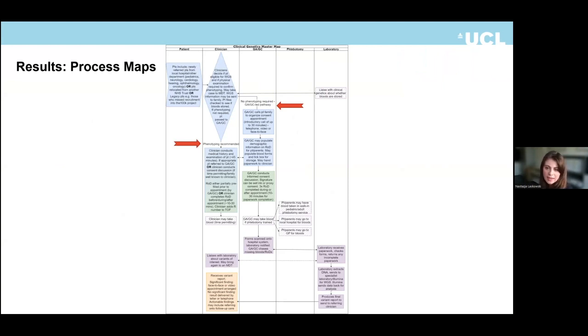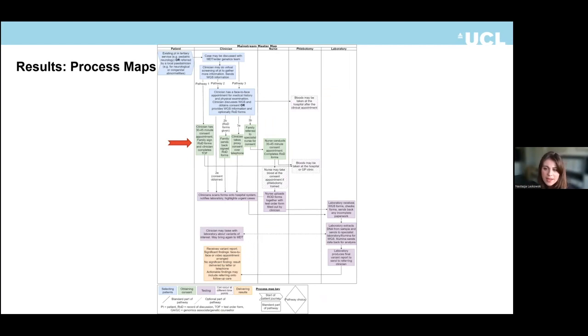So what you're looking at here is the clinical genetics master map, with selecting patients in blue, facilitating consent discussion in green, test ordering in purple, and results in orange. The arrows are pointing to a point of interest here. So patients could branch off into a mainly clinician-led consent process or a mainly genomic associate-led consent process. And usually this was dependent on whether they needed phenotyping by a clinician in the department.